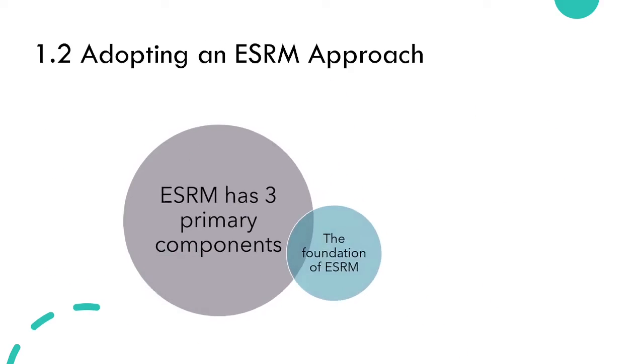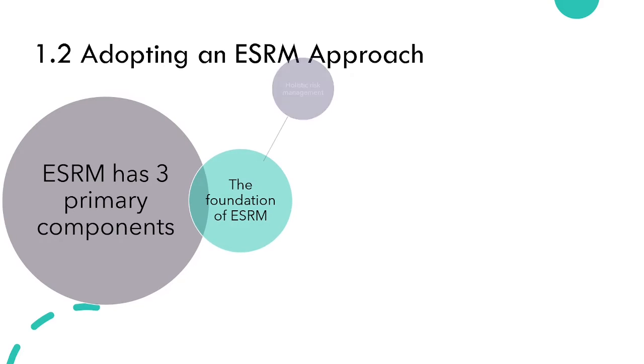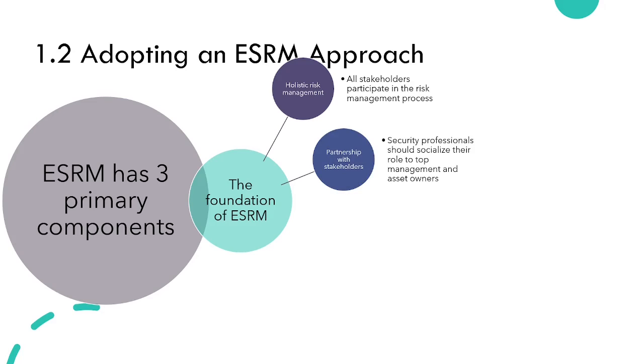Second is the foundation of ESRM. And this starts with a holistic risk management, a holistic approach. And that means that all stakeholders participate in the risk management process and asset owners. It's not only the security professionals, it's everybody involved about the asset. So mainly top management and asset owners and other stakeholders who are related.